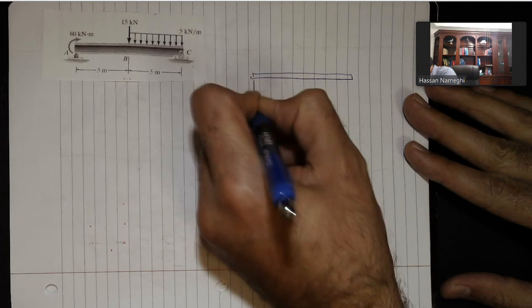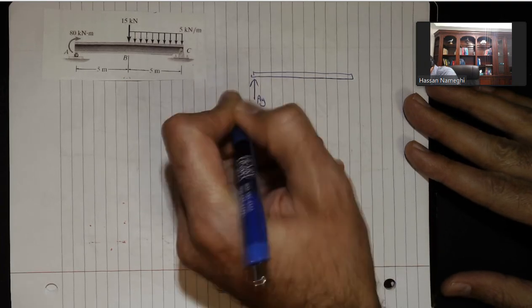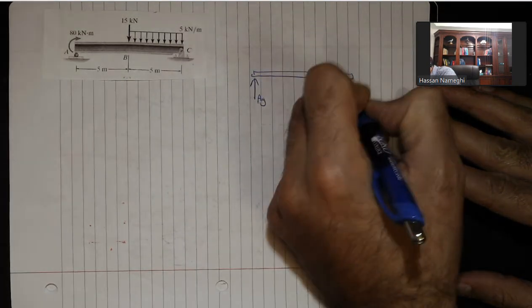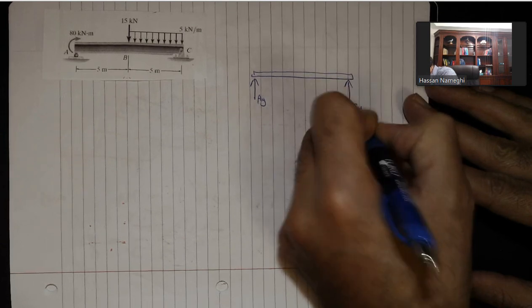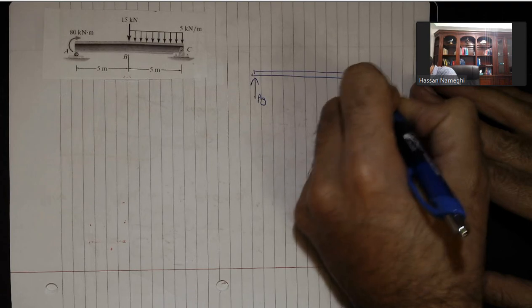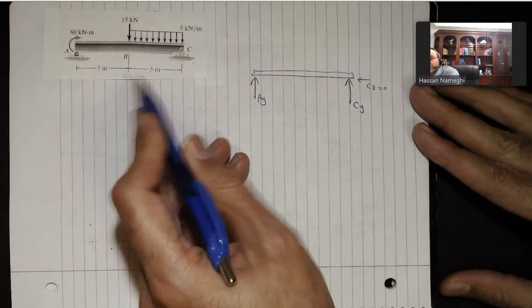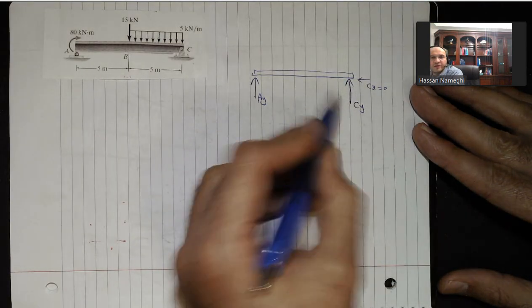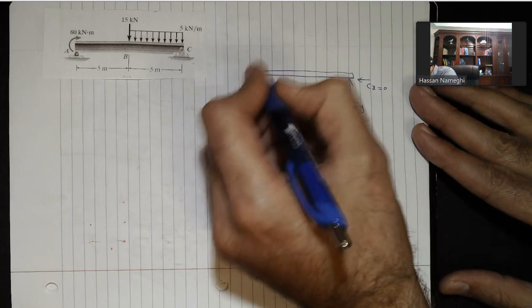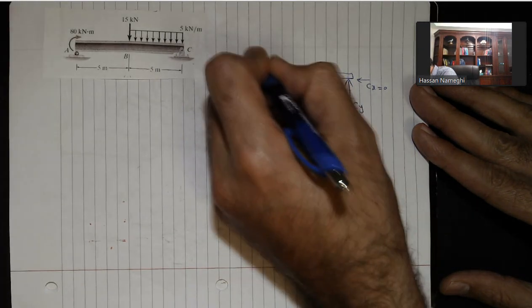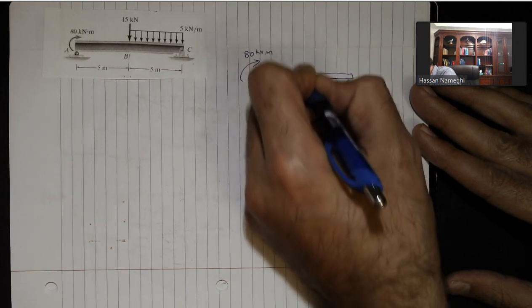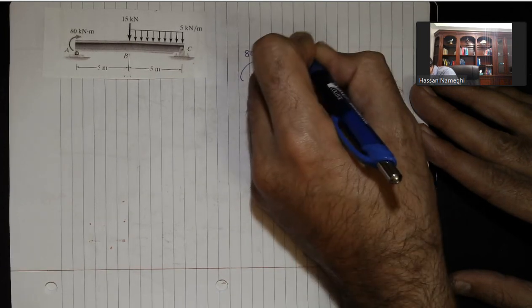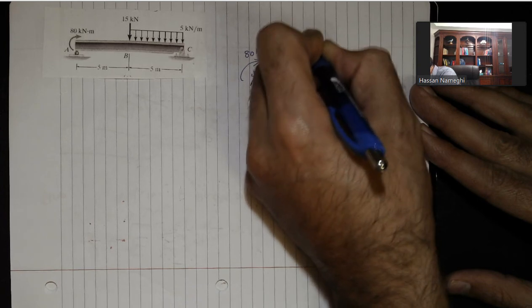At point A, I have AY or FA, whatever you want to call it. And then at this point, I have CY or FC. And then I have a CX, which is 0 because you don't have any forces in X. The resultant will be 0. One external moment here is 80 kilonewton meter. In the middle, we have here 15 kilonewton.